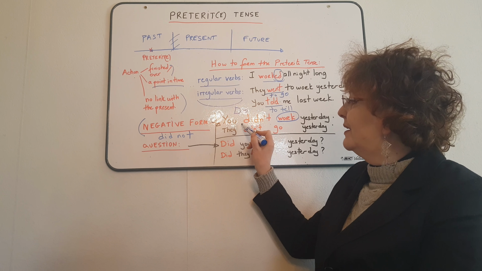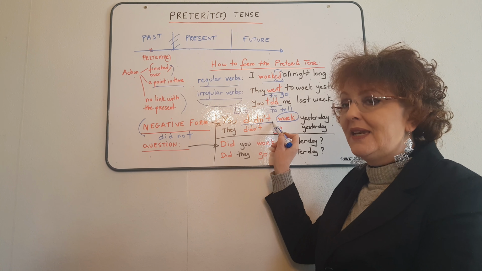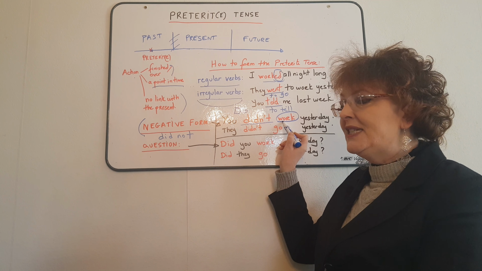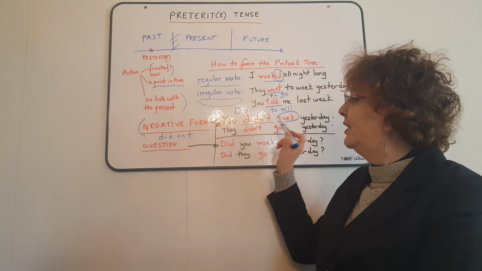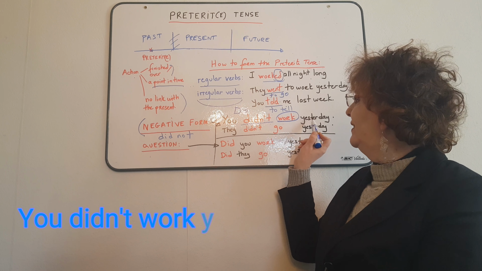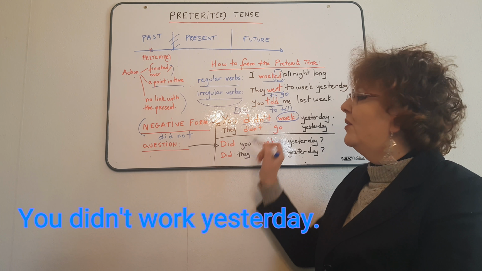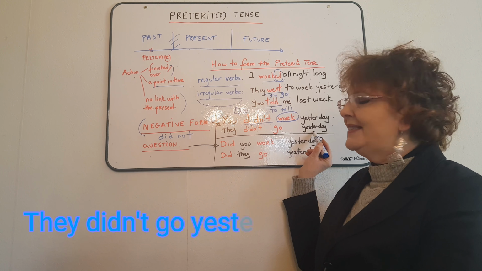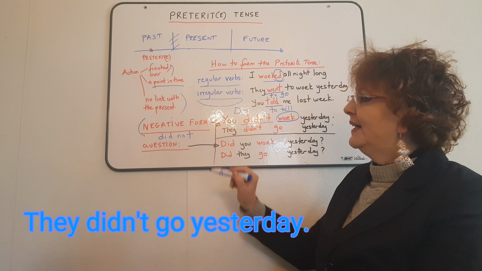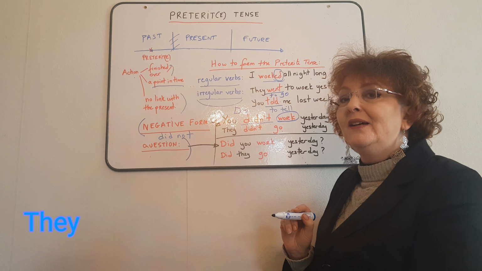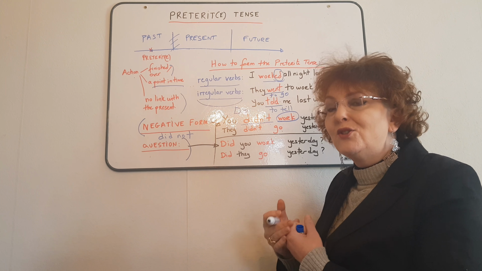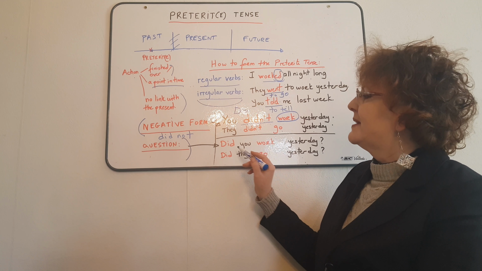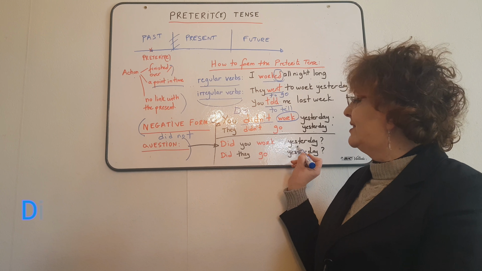So I will use my auxiliary in the preterite and negative form, followed by my verb in the infinitive form without to. You didn't work yesterday. Other example, they didn't go yesterday. Now, if you have a question, again, we're going to use our auxiliary do in the right tense, in the preterite did, and say, for example, did you work yesterday?